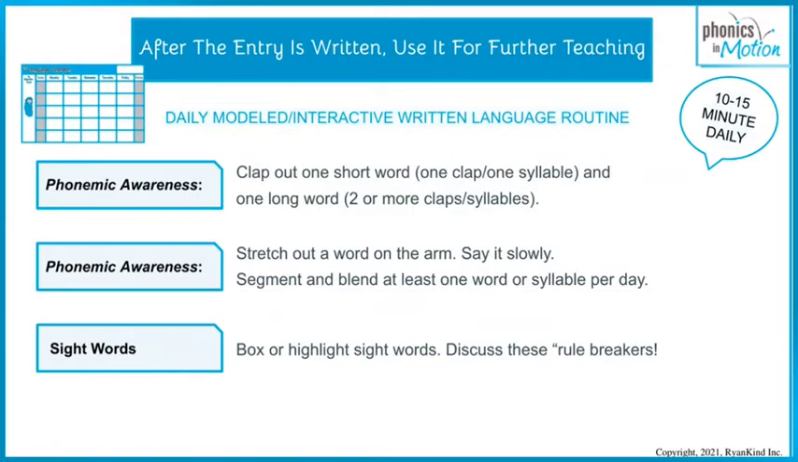After the entry is written, use it for further teaching. So develop phonemic awareness by clapping out a short word. That's a one clap or one syllable word, and a long word, a word with two or more syllables. Stretch it out on your arm, say it slowly, segment and blend at least one word or syllable per day on the language calendar. And then box and highlight sight words and discuss these rule breakers. I'm going to pass it over to Becky now, and she's going to demonstrate the routine. Enjoy and do this every day. It is so powerful and it becomes a learning culture.